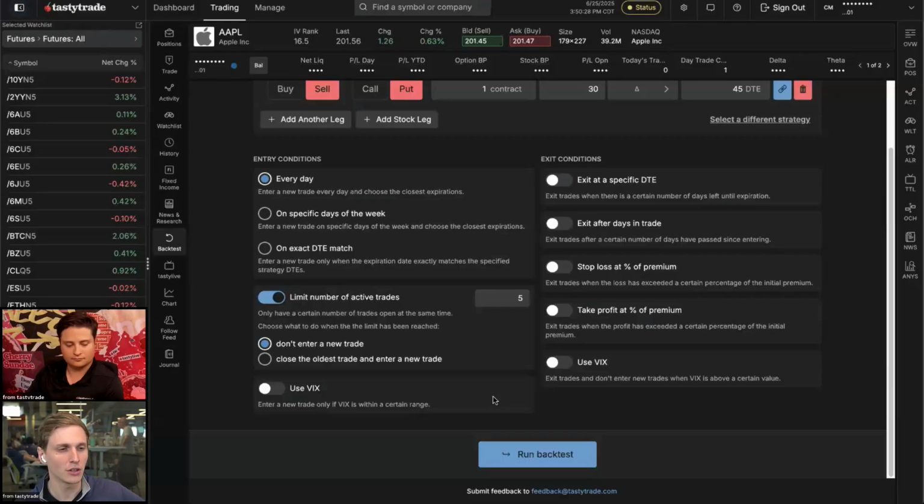I see the question coming in, no rollover options as we near expiration. Right now, there isn't any option to roll. The closest you would get to that is doing the place a new trade every day, and it would open one up the next day. But you're not able to close this trade and open up a new one at the same exact time with the backtest.